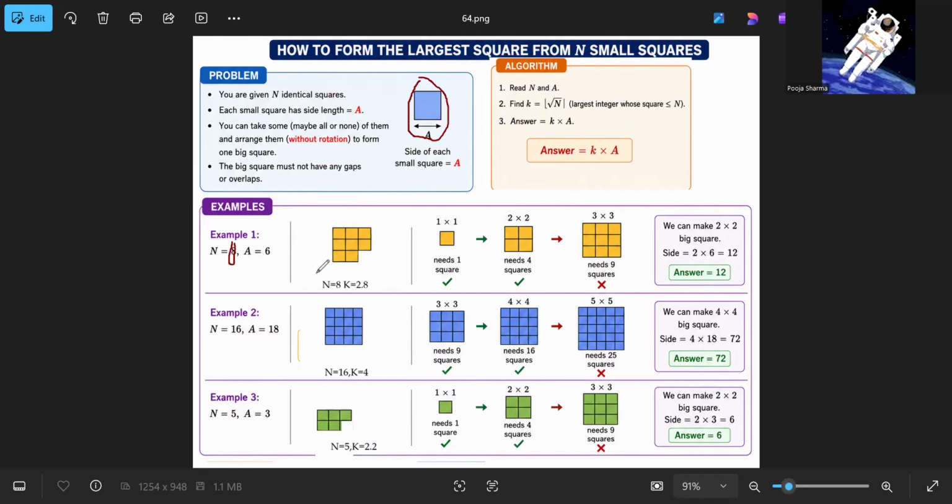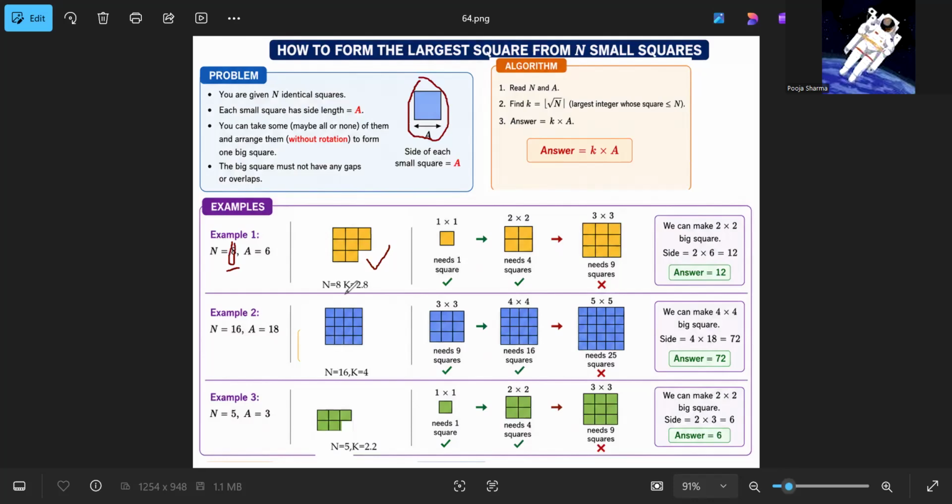If you can create a big square, then you need to find how many big squares you can create, multiply it with the side value A, and then print your answer. This is your question. So let's see. When n value is 8, it means I have 8 squares: 1, 2, 3, 4, 5, 6, 7, 8. So n value is 8.